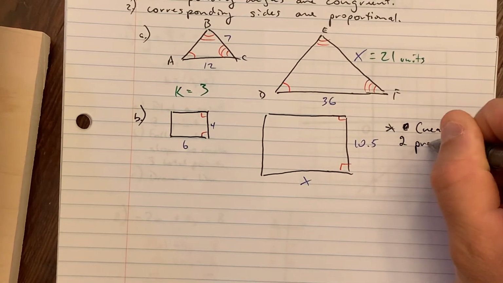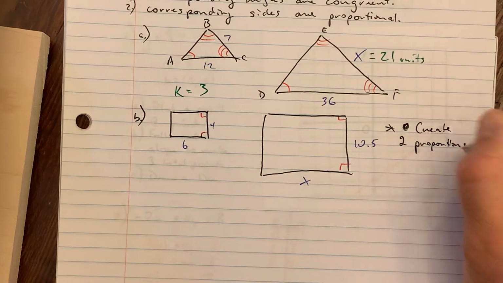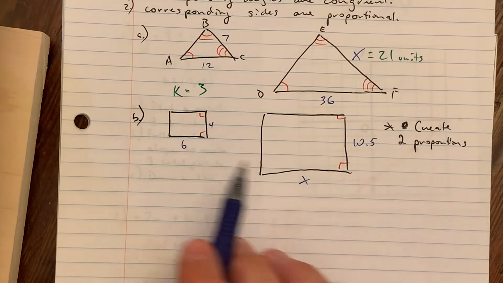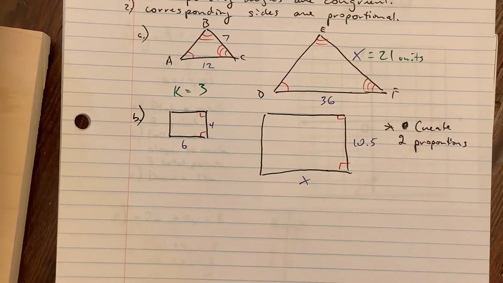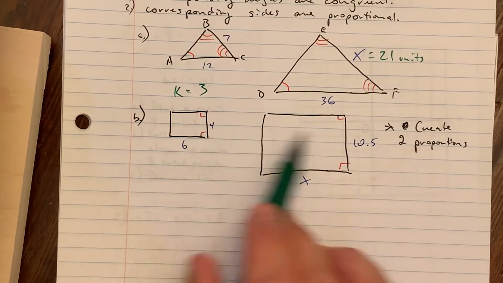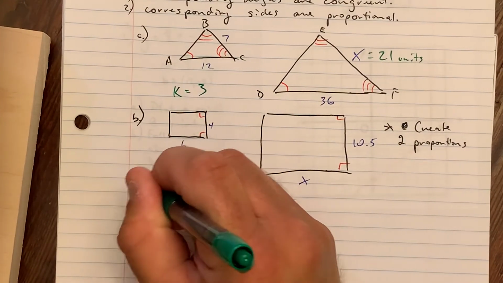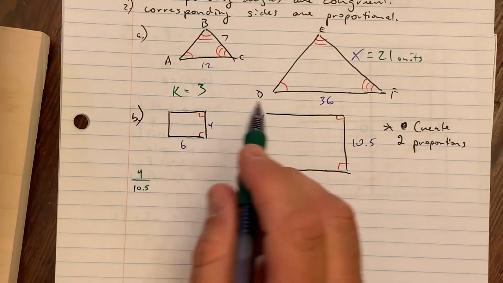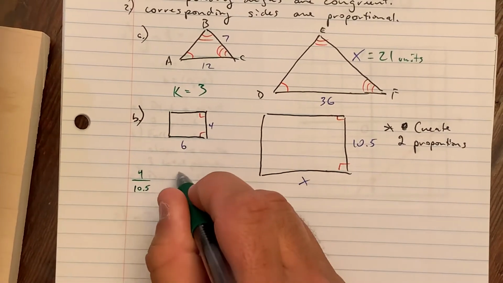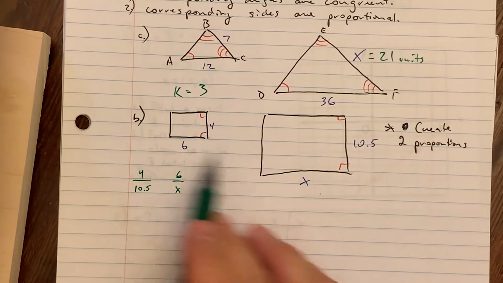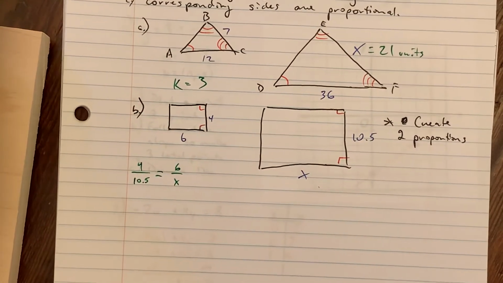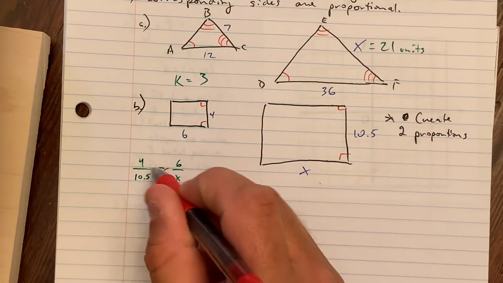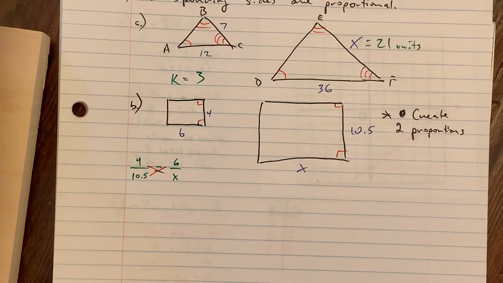So this is where we create two proportions, which I kind of alluded to in our last lesson. Let's go with our short sides, 4 to 10.5. I have to figure out how I go from 4 to 10.5. Then I'm going to figure out how I go from 6 to X, and I want them to be the same. This is a proportion. This is something that you solved in 7th grade math.